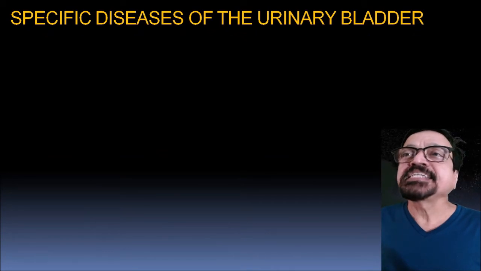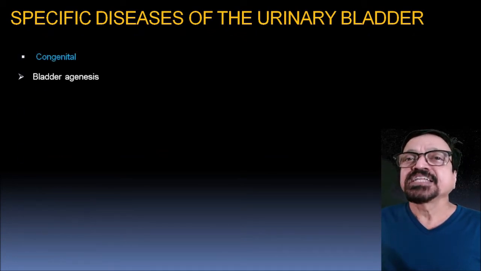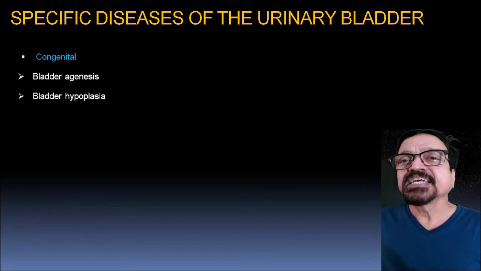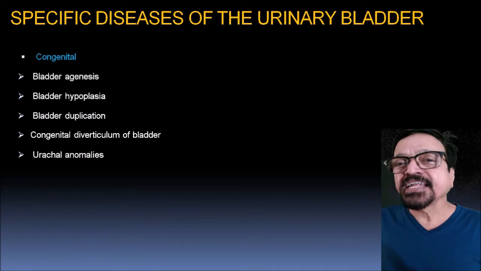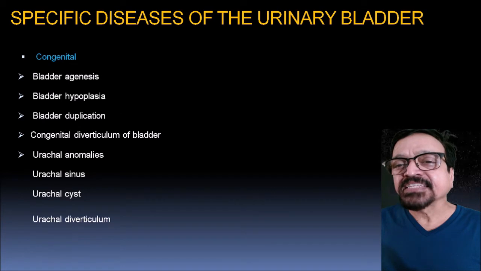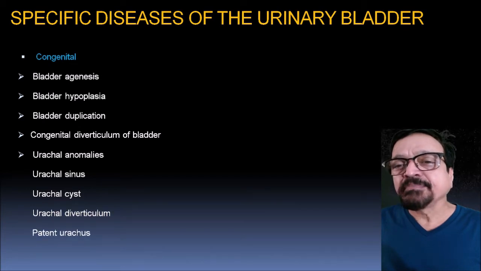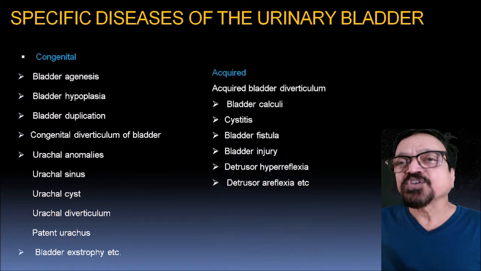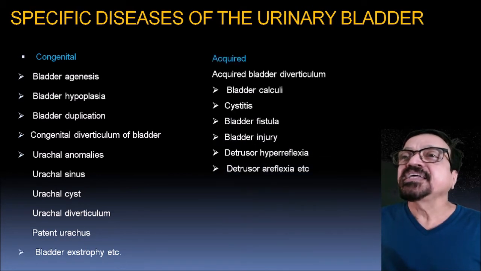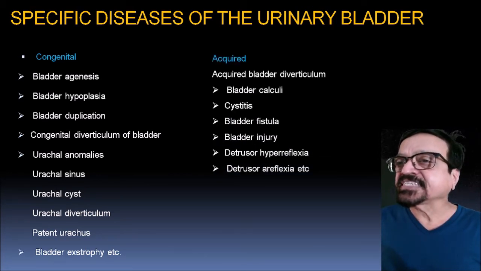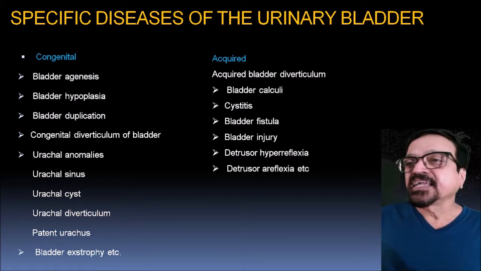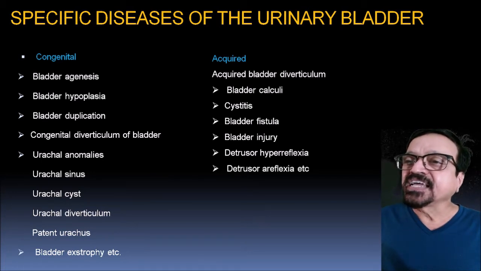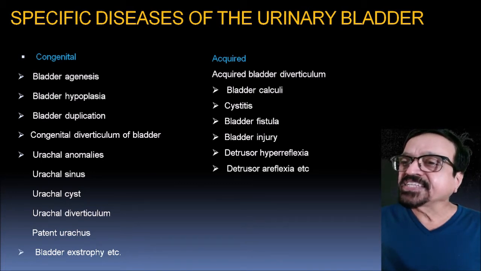Then, are there any specific diseases of the urinary bladder? Yes. Congenital: bladder agenesis, bladder hypoplasia, bladder duplication, congenital diverticulum of the bladder, then urachal abnormalities, urachal sinuses and urachal cyst, urachal diverticulum and patent urachus, bladder exstrophy. Then what are the acquired? Acquired are bladder calculi, cystitis, bladder fistula, bladder injury, detrusor hyperreflexia, detrusor areflexia, etc.